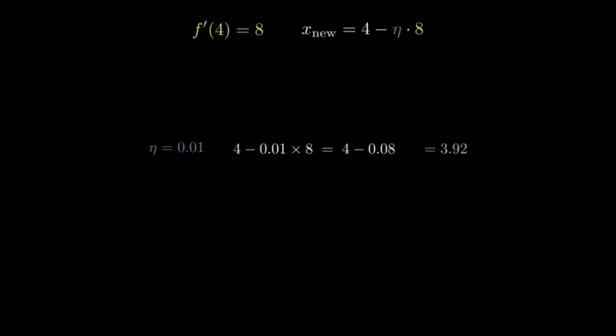Try a small one. Eta of 0.01. 0.01 times 8 is 0.08. 4 minus 0.08 is 3.92. We move less than a tenth of a unit, from 4 to 3.92. Barely moved at all.